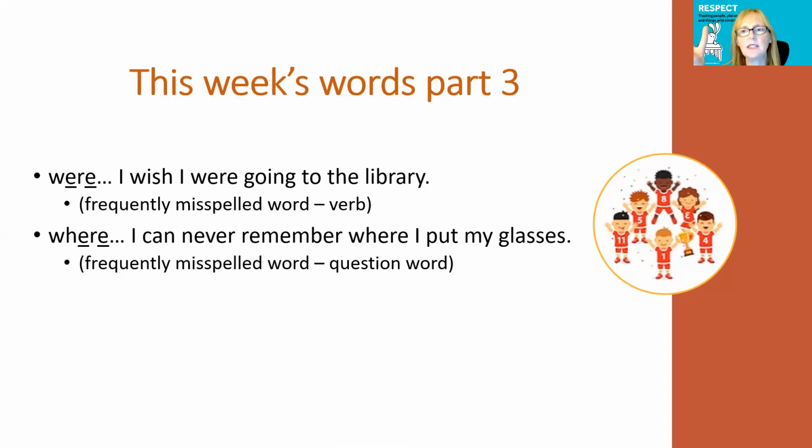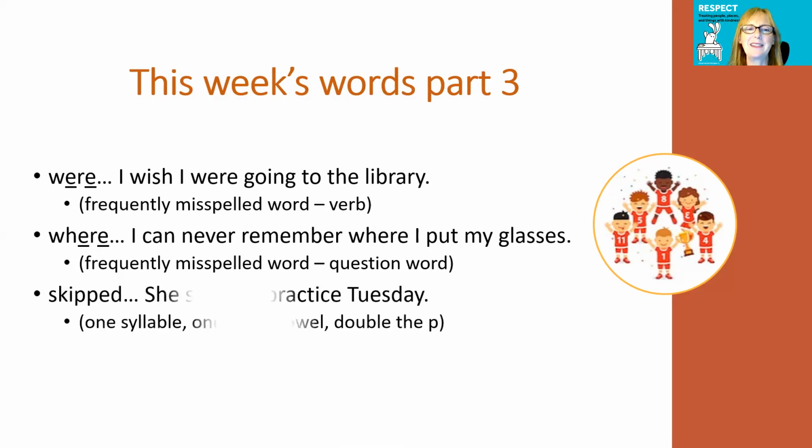Where starts with a consonant digraph. Remember, consonant digraphs have two consonants together making one sound, in this case, W-H. Where, I can never remember where I put my glasses. And where are my parents right now? Where is the candy shop? So where, W-H-E-R-E. The E-R-E is the same, the W is the same, but if you're looking for location, it's going to be W-H as your consonant digraph at the beginning, and were will be without that WH.